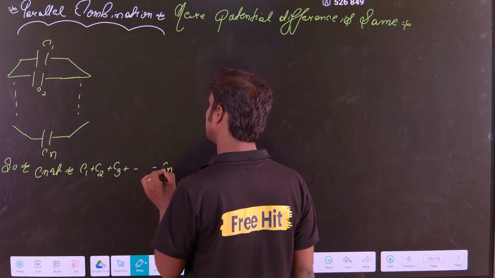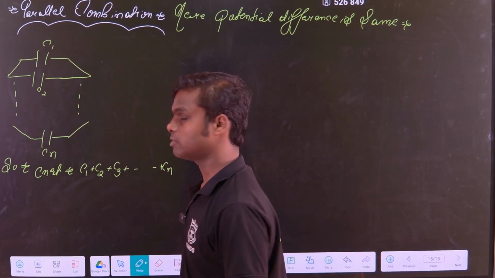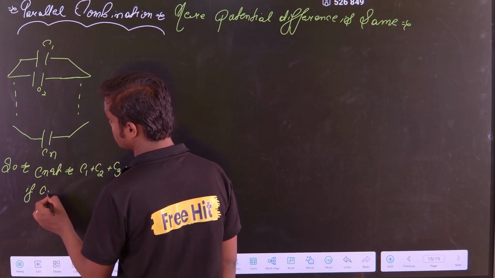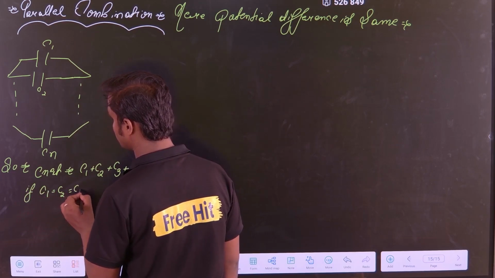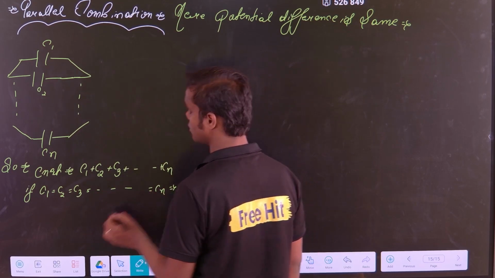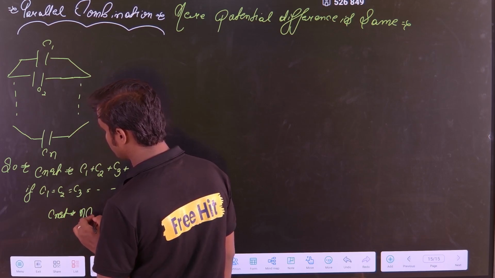If you are able to judge, you can say that, sir, the capacitance is just the opposite of the resistance. Second thing, if my C1 is equal to C2 is equal to C3 is equal to dot dot dot is equal to Cn, that is equal to C, what is my C net? The C net will be n times C.